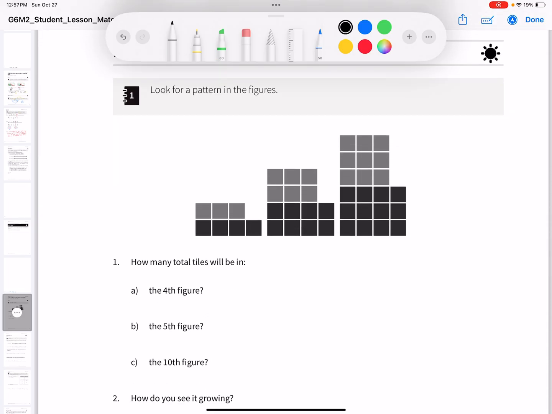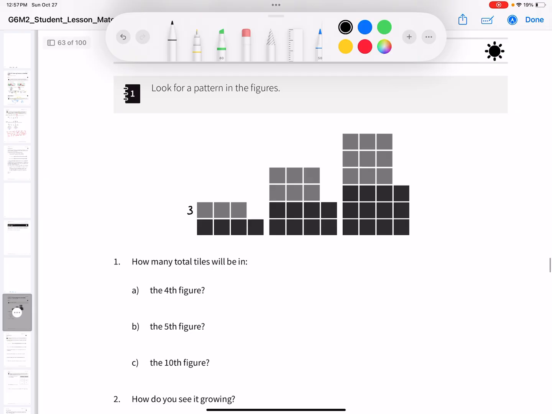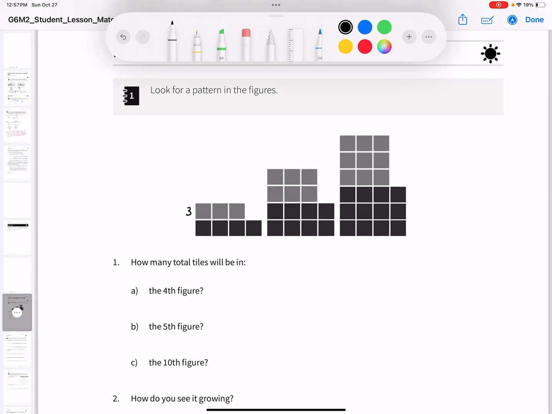Well, I see that there are 3 gray tiles and then 4 darker, we can say black tiles. And in the next one, I see that there are 3 and 3, and then another row of 4 and another row of 4. And then in the next one, I see 3 rows of 3 and 3 rows of 4.